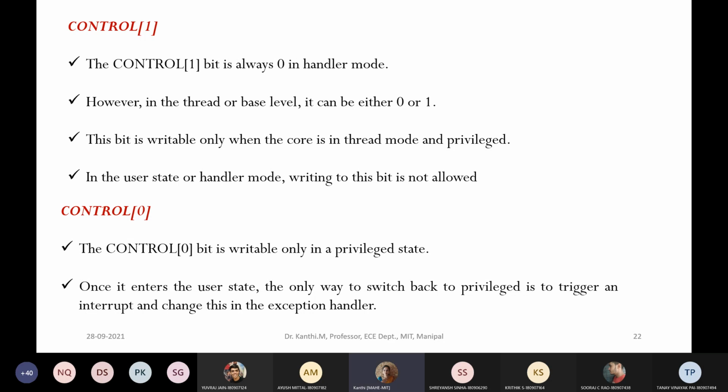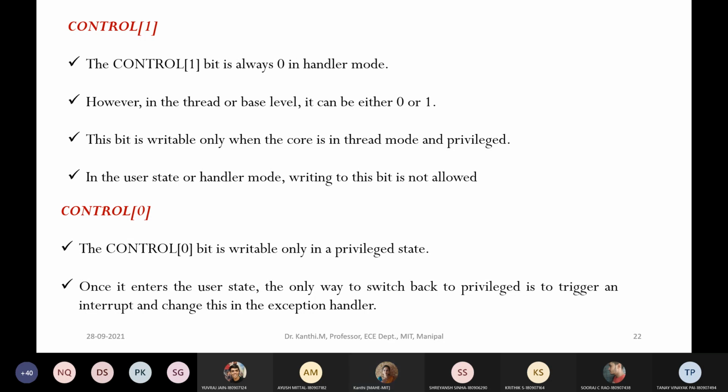Now this bit is writable only when the core is in the thread mode and privileged. In user state or handler mode, writing to this bit is not allowed. Your control 0 is writable only in the privilege level, so you cannot write anything onto this bit in the user level. Control 0 is 1 in your user thread.